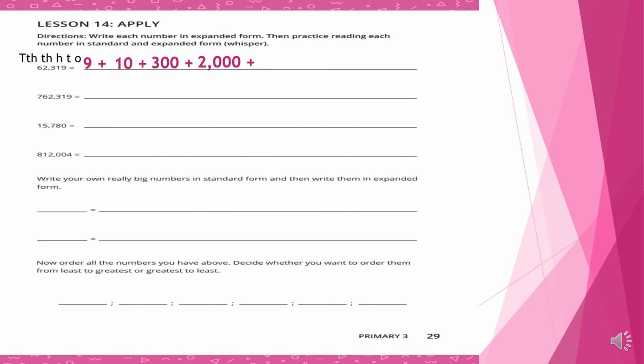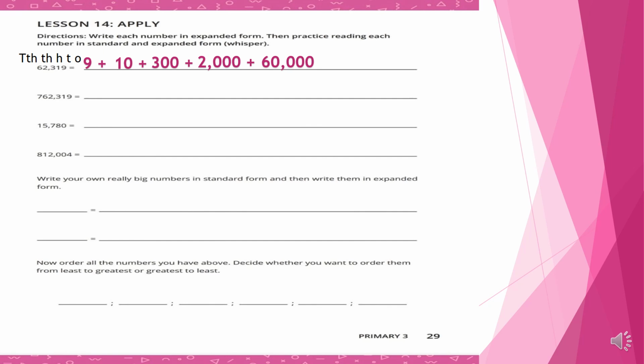6 in 10,000. How many zeros do we add in 10,000? We have 1 zero for 10 and 3 for 1,000. They are 4 zeros. So 6 in 10,000, its value will be 60,000.